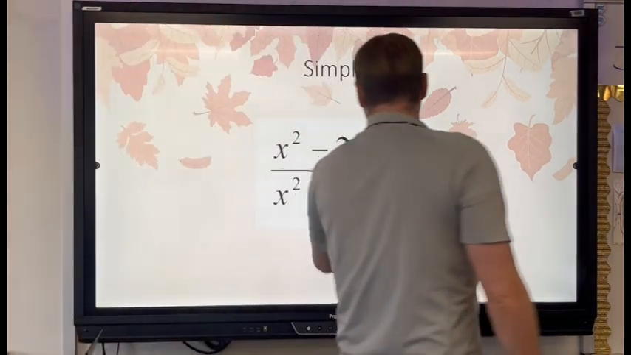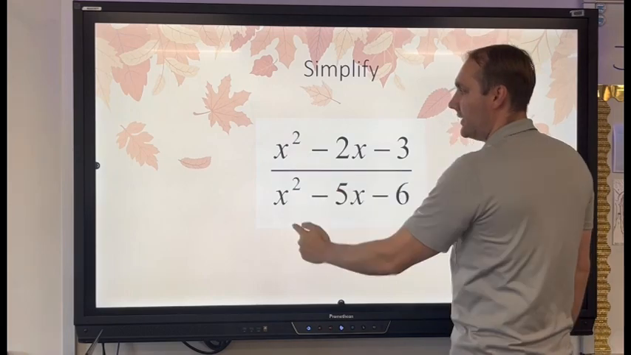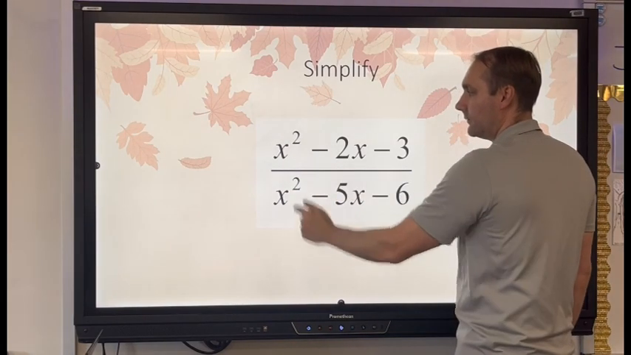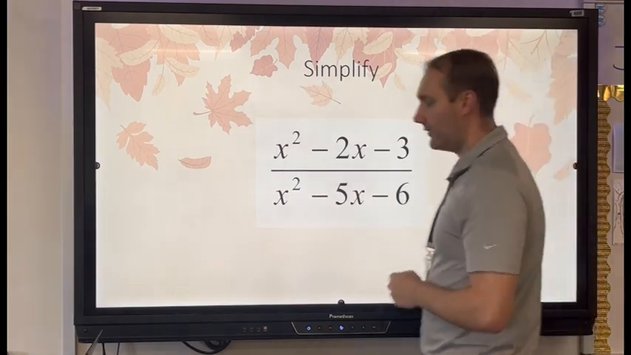So what do you think I have to do here? I already told you you cannot cancel the x squares together. I would have to factor, correct.